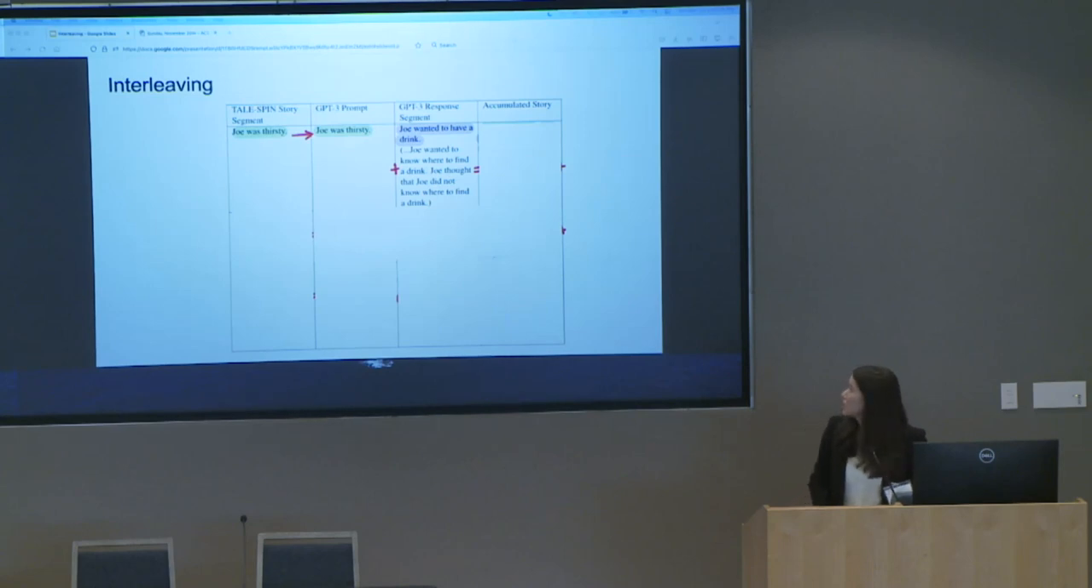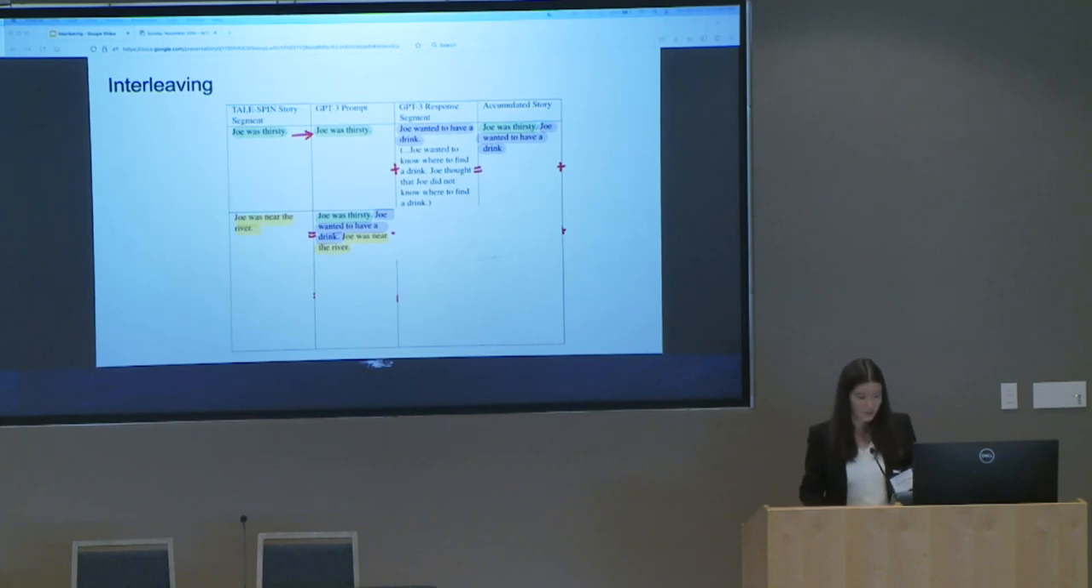And we add that to the prompt that it's given, such that our now accumulated story is Zhou was thirsty, Zhou wanted to have a drink. And now we move on to the next sentence of the Tailspin story, and that's Zhou was near the river. And that is added on to now be used as the prompt. So we use Zhou was thirsty, Zhou wanted to have a drink, and Zhou was near the river all together as a prompt for GPT-3. And the output is Zhou saw a cup, and again, more text, but we did not use that.